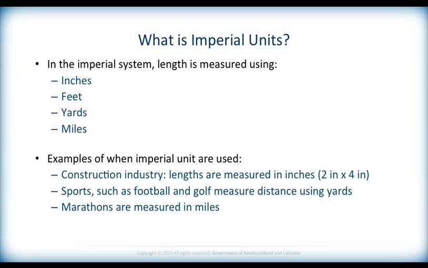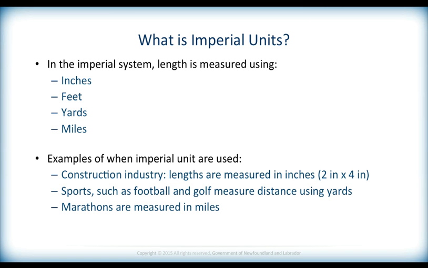What is imperial units? This system was originally developed in England and has been used throughout many different countries. The imperial system consists of inches, feet, yards, miles. You may have used them in everyday life, and some common examples are the construction industry, where lengths are measured in inches, for example, 2 inches by 4 inches. Or in different types of sports, such as football and golf, they measure distance using yards. Or if you were going to run a marathon, that marathon would be measured in miles.